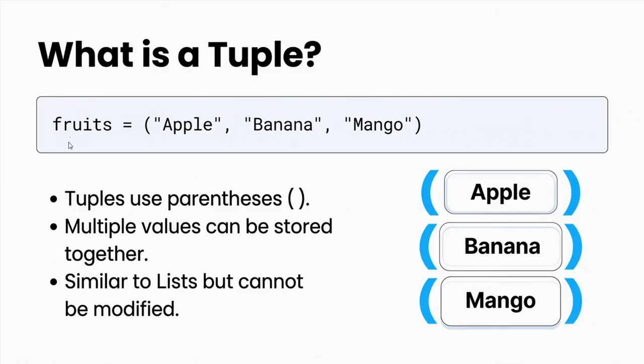What is a tuple? It is similar to a list, which is a collection of data. Tuples use parentheses, whereas in lists we use square brackets. Multiple values can be stored together, similar to a list, but they cannot be modified. Let's create the tuples.